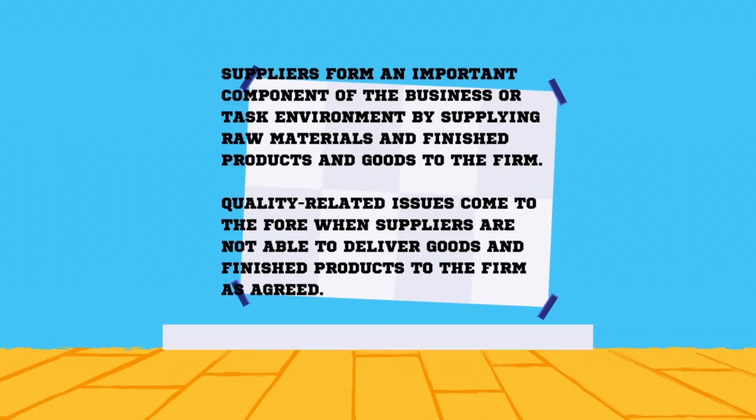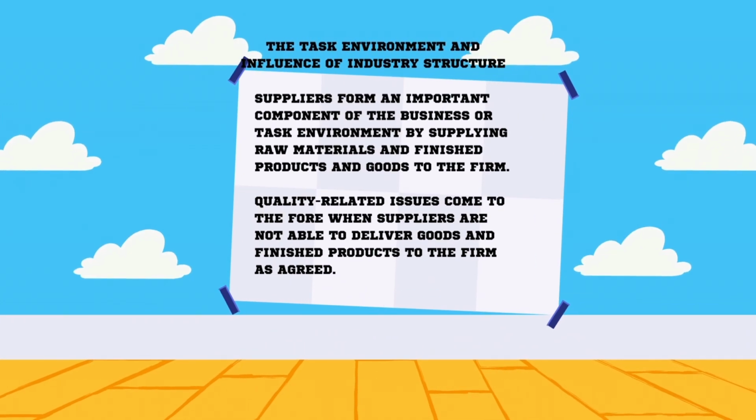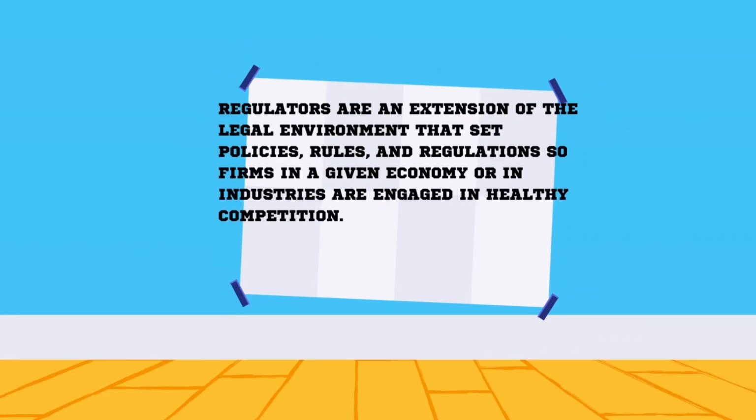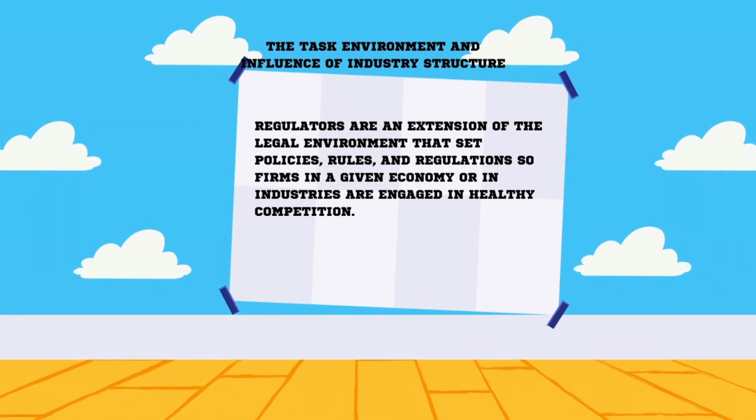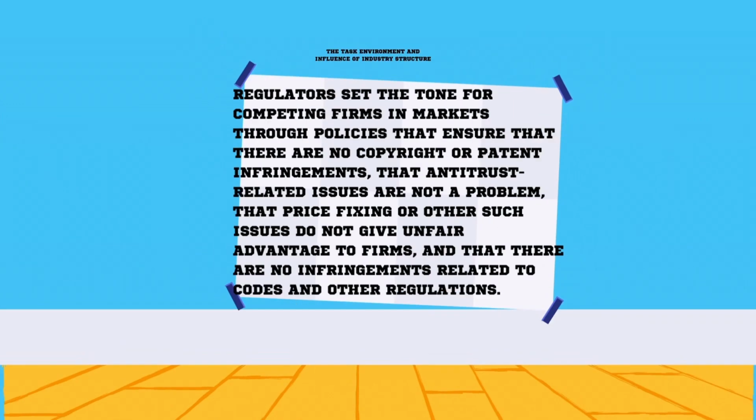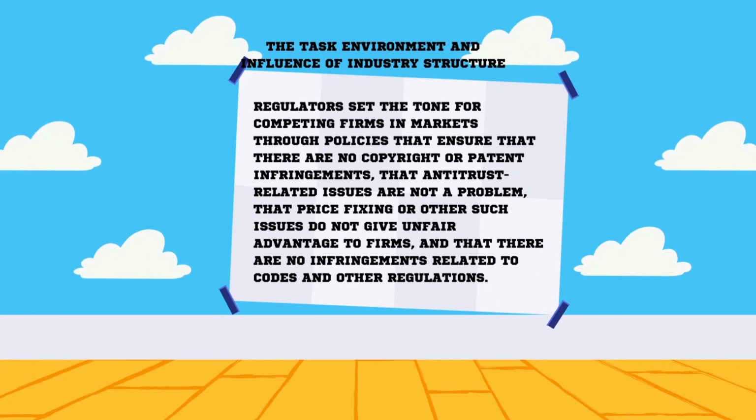The competitor forms an important element of the task environment. The positioning strategies of the firm define with whom it competes for the customers in the market segment. Suppliers are very important in one's business by supplying raw materials to the firm. Quality-related issues come when the supplier cannot deliver the quality and proper quantity of products agreed upon, which will greatly affect the operation of one's business.